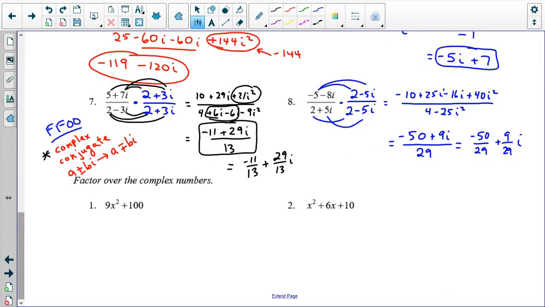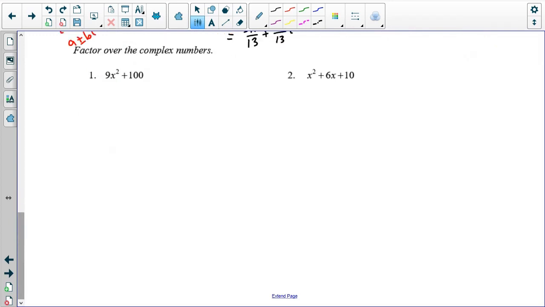So either one of these would be an acceptable form of the final answer. Finally, factor over the complex numbers. Remember that if I have something like 9x squared minus 100, I could write that as 3x minus 10 times 3x plus 10. And that would be a pretty easy way to factor that. But we never knew how to factor 9x squared plus 100 before. I'm only allowed to factor that in the imaginary or the complex numbers because there's no way that I could get rid of the middle terms and have a plus sign unless I have imaginary numbers.